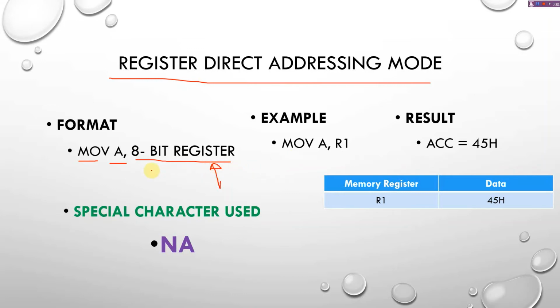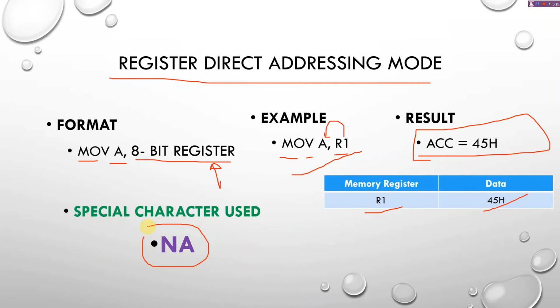Now if the register is mentioned by its name, then it is register direct addressing mode, otherwise it is a direct addressing mode. So for example, MOV A, R1 is a register direct addressing mode instruction moving the content of R1 to A. That is, if the content of R1 happens to be 45H, then the accumulator after this instruction will consist of 45H. There is no special character required in this type of addressing mode.